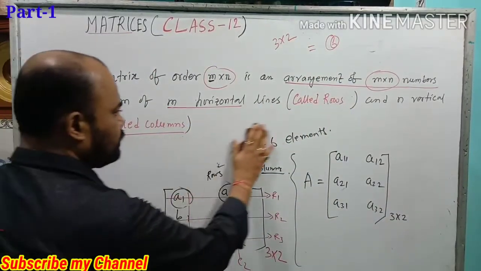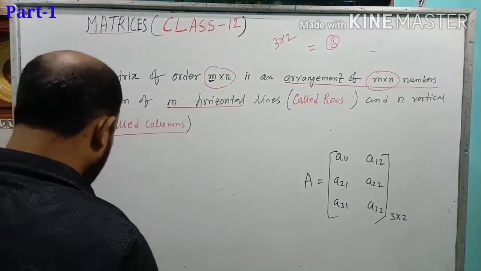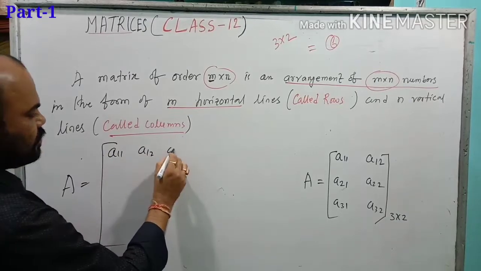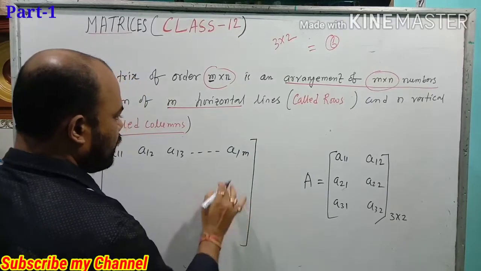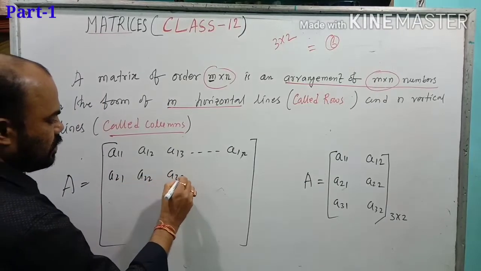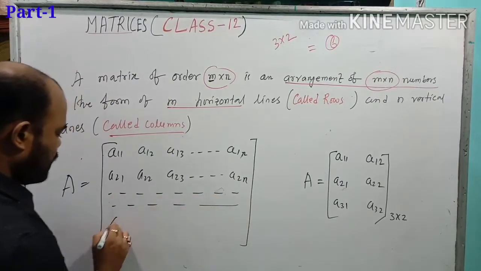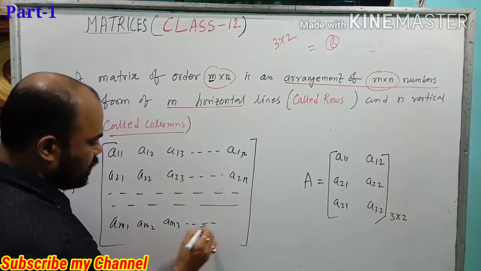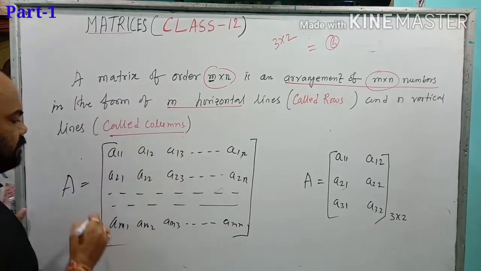Next, if the order of the matrix is m by n, that is the total structure in the most general form, the matrix A is written as A11, A12, A13 ... A1n, then A21, A22, A23 ... A2n, and the last row Am1, Am2, Am3 ... Amn. See here, how many rows are there?